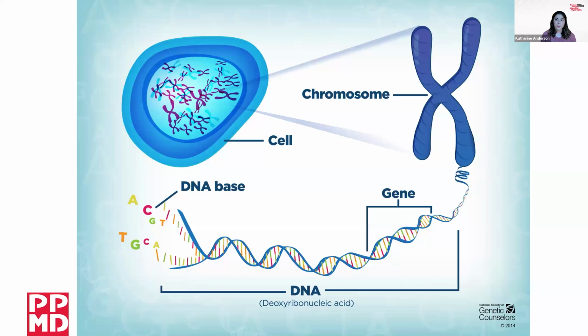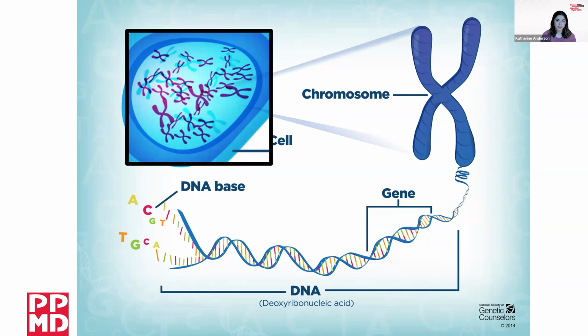To understand how dystrophinopathy conditions run in families, we have to zoom back out to this big bunch of chromosomes that are found in all of our cells.